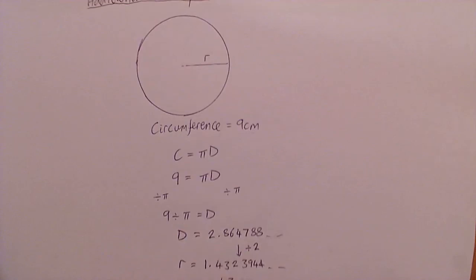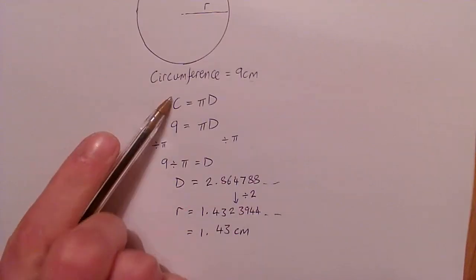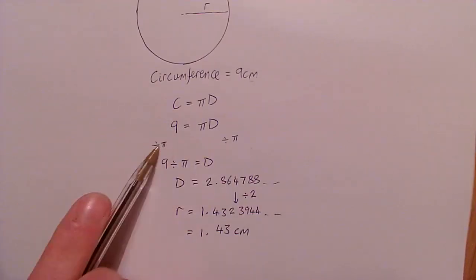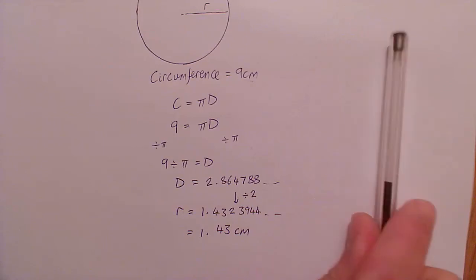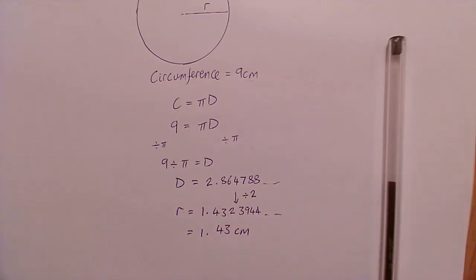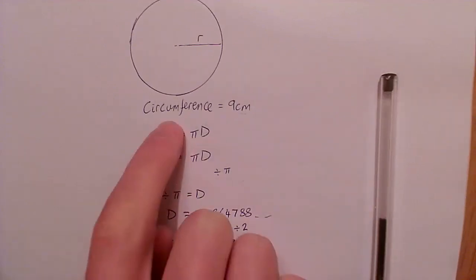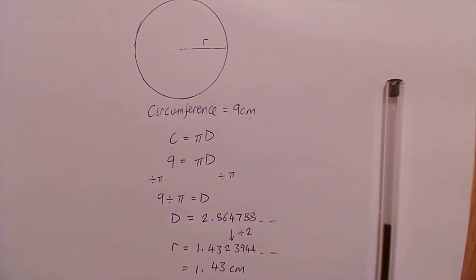So each time, key steps: write a formula down, put in what you know, try and solve the equation, and remember to round at the end. 2 decimal places would be absolutely spot on. So that will give you enough tools to get going on the first questions, but there is a second video showing you how to do a very similar process, but where you're given the area instead of the circumference.